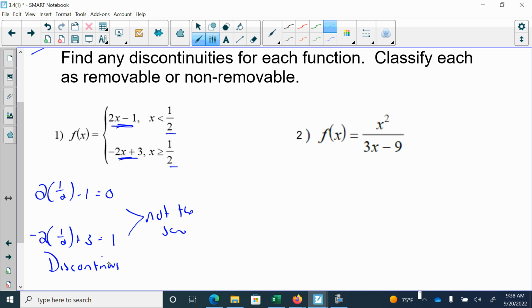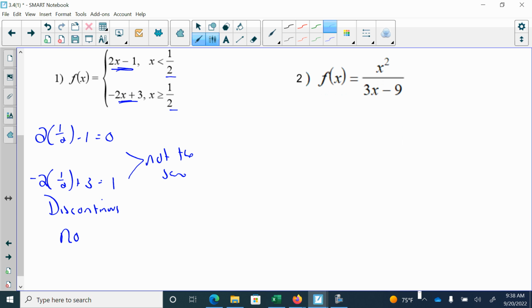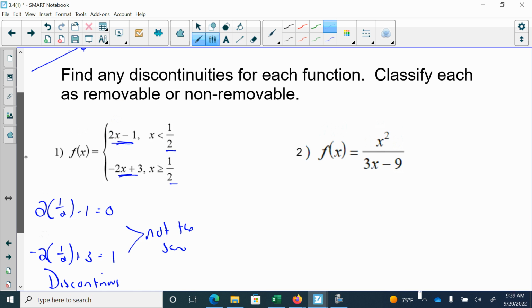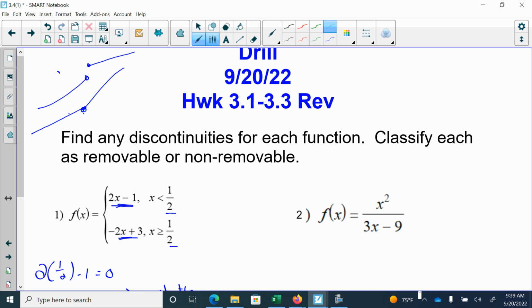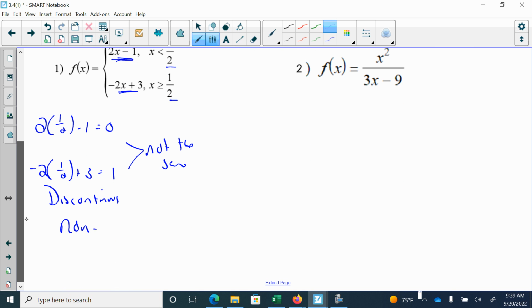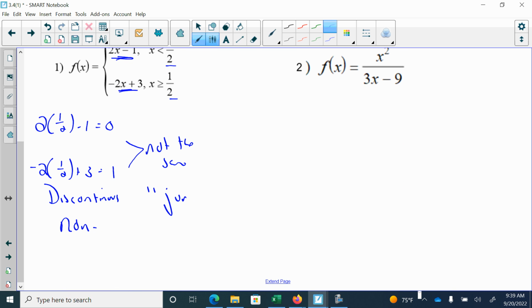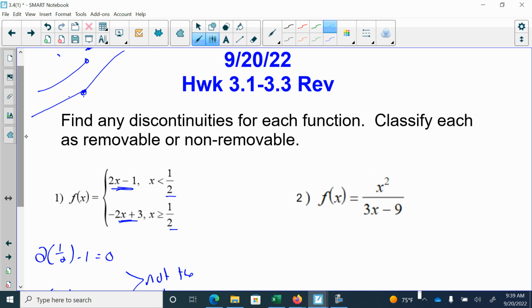Now, is it removable or non-removable? Non-removable. It's non-removable because the only thing that happens on a piecewise function is you either have this case or this case. So this one is going to cause a jump, and if it causes a jump, it's non-removable. You don't have to say jump, but you did have to say discontinuous. You did have to say non-removable. Good? Didn't ask where, so I don't have to put the 1/2, but if you put the 1/2, that's perfectly fine.